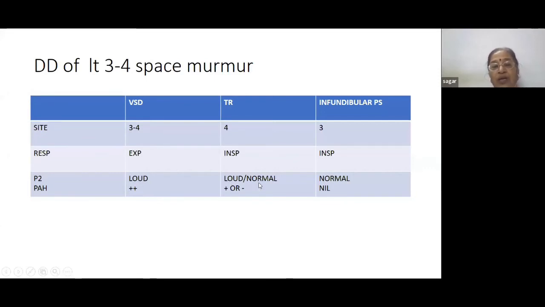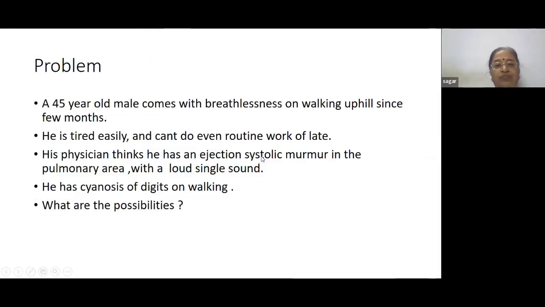P2 is loud or normal depending on what is the cause of TR. If it is secondary to pulmonary artery hypertension, then it will be loud. If it is an isolated TR because of something else, TVP, infective endocarditis of the tricuspid valve, Ebstein's, all that, the P2 need not be loud at all. In an infundibular PS, the P2 is typically normal, because it is infundibular and not a valvular PS. So three murmurs at that area, and this is how you differentiate between them.